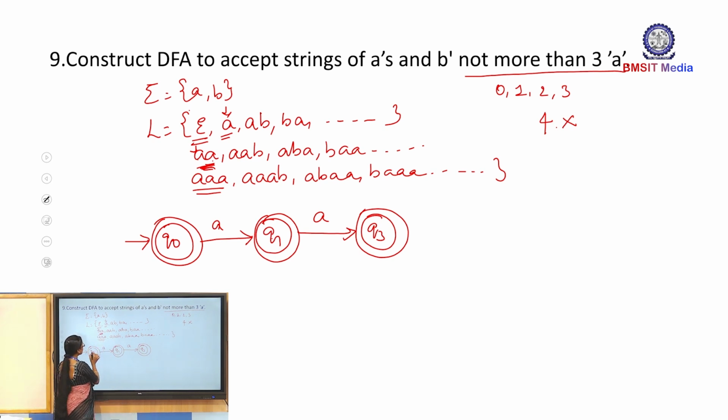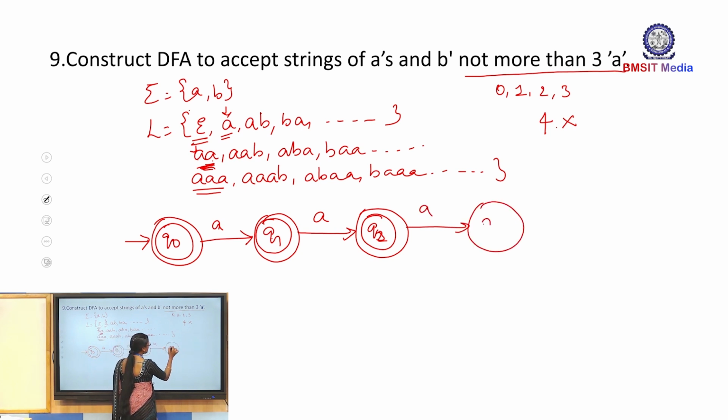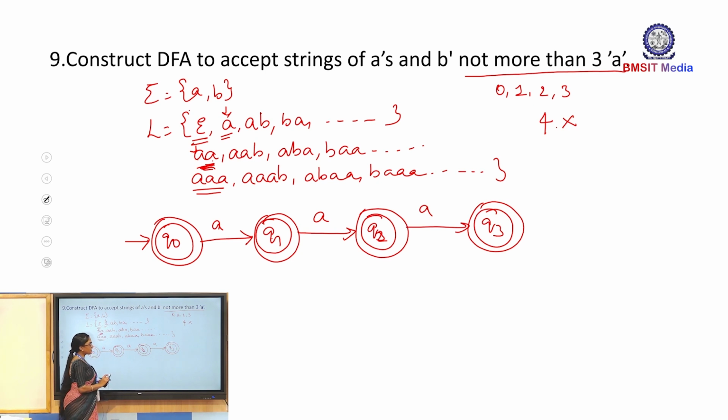So you can see that from Q0, on seeing an A, I reach Q1. On seeing an A, I reach Q2. On seeing the third A, I can reach Q3. Because 3 A's should be accepted, I'll write this as the final state. Now one more thing. Is this the complete DFA? This is not the complete DFA.